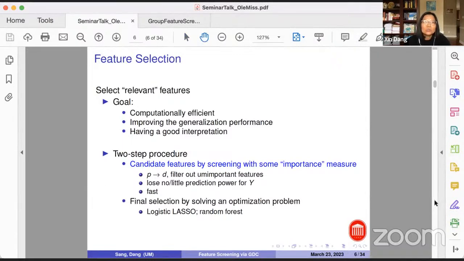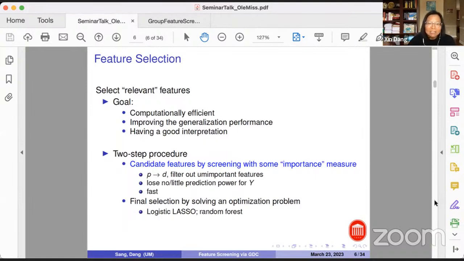Doing that, we need several goals in mind. First, you need computational efficiency. And you want to improve your performance and still keep good interpretation. This can be done by a two-step procedure. The first step is screening. We can quickly screen out the important features, screening using some importance measure, so we can reduce your dimension p to a much smaller dimension d.